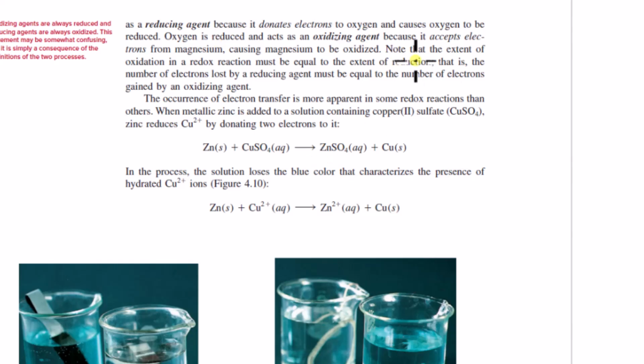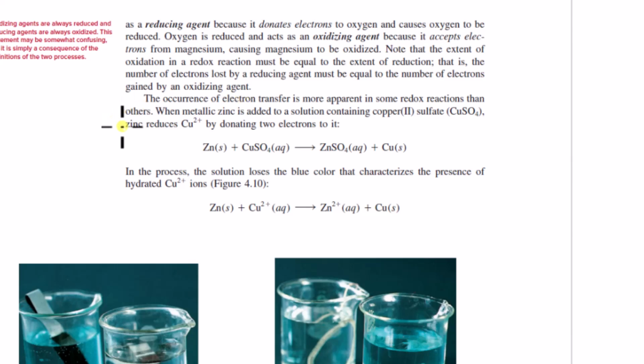Okay. Note that the extent of oxidation in a redox reaction must be equal to the extent of reduction. That is, the number of electrons lost by a reducing agent must be equal to the number of electrons gained by an oxidizing agent. It wouldn't make any sense if the number of electrons lost by whatever's being oxidized weren't gained by whatever's being reduced. Otherwise, the charge wouldn't balance, which would make sense.